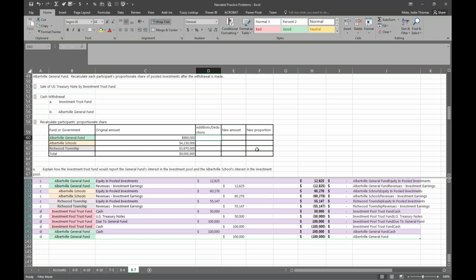We've got two transactions that impacted the general fund. We have the investment earnings that came in, as well as the $100,000 reduction on the withdrawal. Okay, so let's do that here. We've got plus 12,825 and then a minus 100,000. Okay, let's turn all these into, except this is going to be a percentage. So the new amount is going to be this column, which is going to equal that plus that.